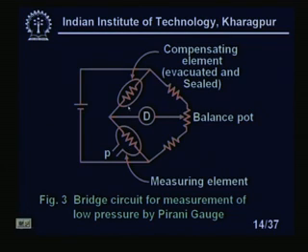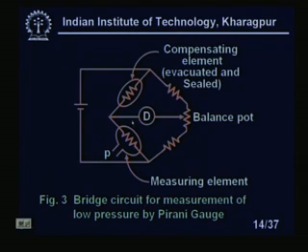And one particular gauge is a compensating gauge, as we have seen in the case of strain measurements with the Wheatstone bridge; this is called a dummy gauge. This will be the compensating element. It will be evacuated to a very low pressure and then sealed, right, and the other will be the normal Pirani gauge, where the low pressure will go inside through this region.